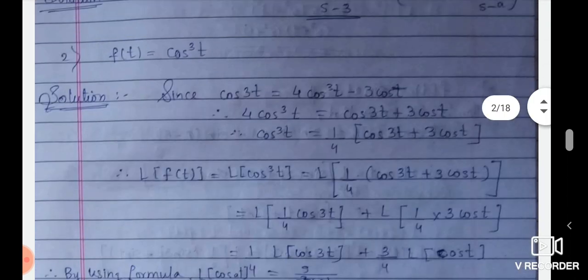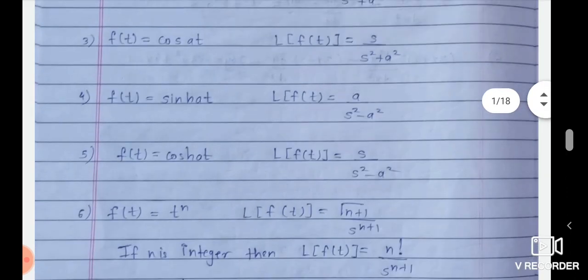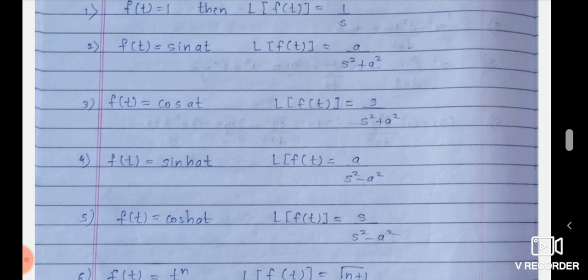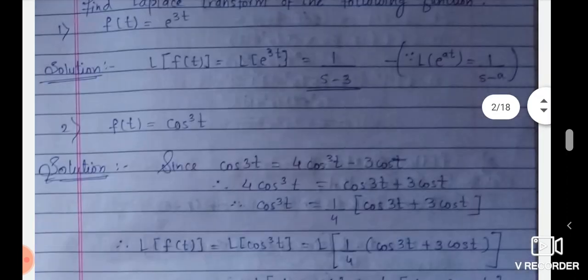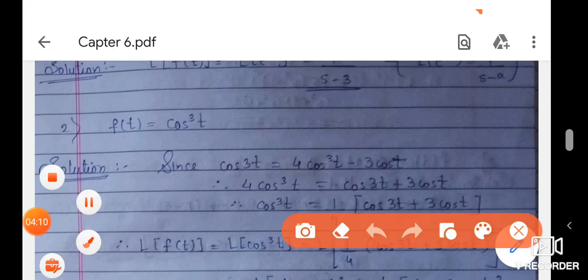Next your function is cos cube t. Now if you check the formulas, you are not having any formula related to cos cube, cos square. You are just having the formula of cos at, simply cos at. So what you have to do here is try to convert this cos cube t in cos at form. Okay, so what I have done is I am using the formula of cos 3t. In cos 3t, what is the formula of cos 3t? It is 4 cos cube t minus 3 cos t. So from this I can get the value of cos cube t.